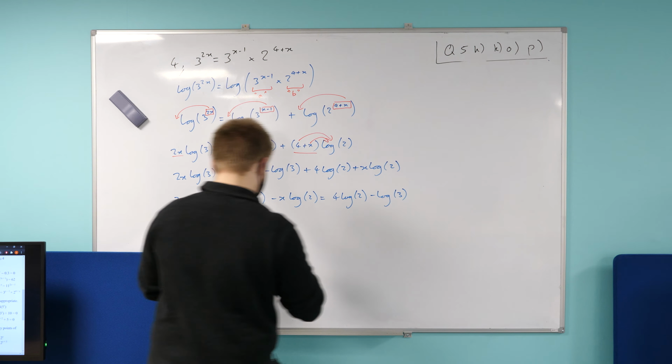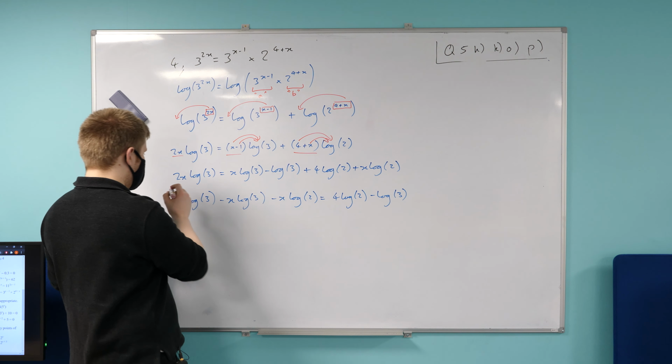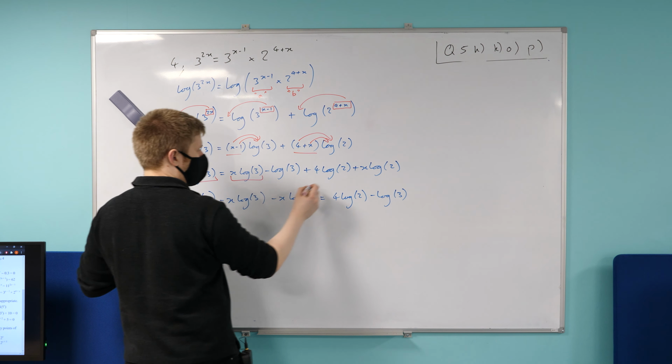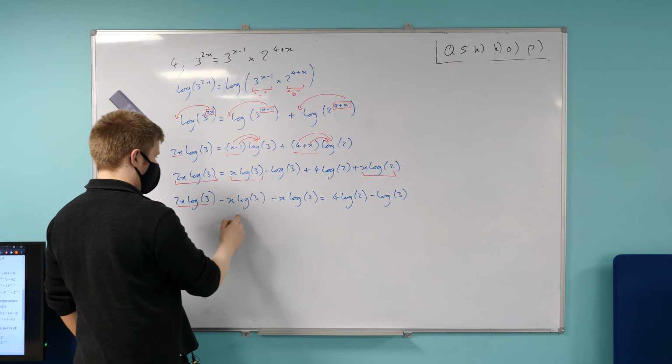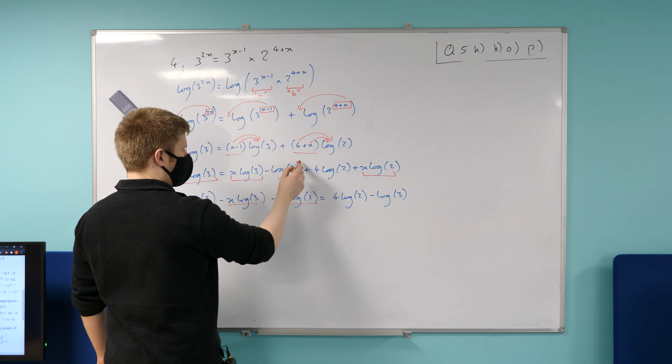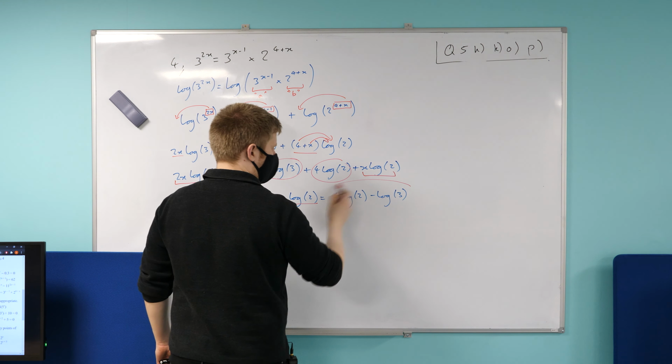So all you've done there is you've taken any term with an x, in other words, this term and this term, and you've taken it all on the left-hand side. So there, there, and there. Then you're just left with that and that on the right-hand side.